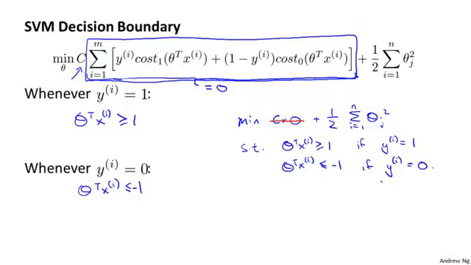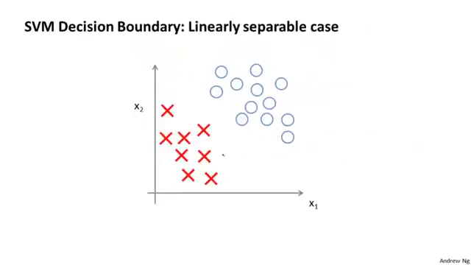And it turns out that when you solve this optimization problem, when you minimize this as a function of the parameters theta, you get a very interesting decision boundary. Concretely, if you look at a data set like this with positive and negative examples, this data is linearly separable. By that, I mean that there exist many different straight lines that can separate the positive and negative examples perfectly. For example, here's one decision boundary that separates the positive and negative examples.